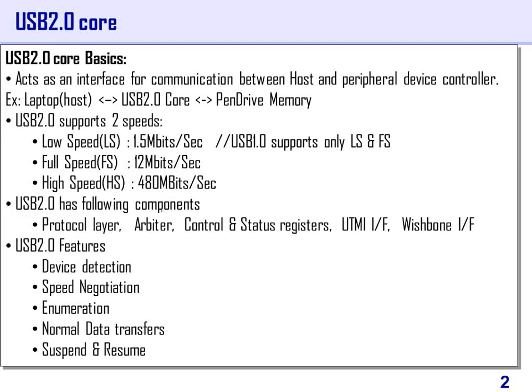So these are the components that USB 2.0 has: protocol layer, arbiter, control and status register, UTMI interface, and wishbone interface. These are the features USB 2.0 supports: device detection, speed negotiation, enumeration, normal data transfers, and suspension. Let us discuss more about these features.